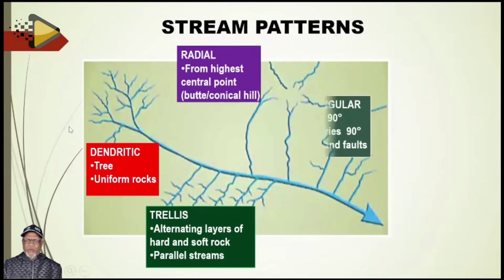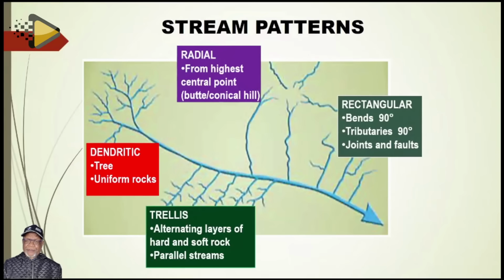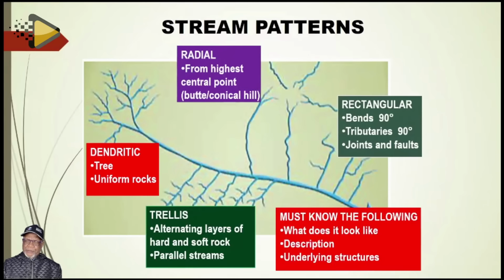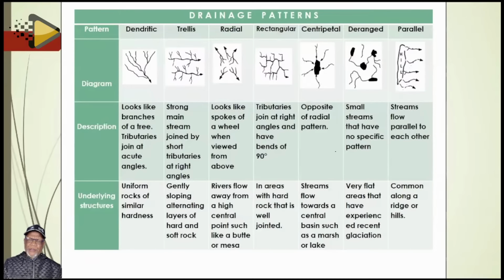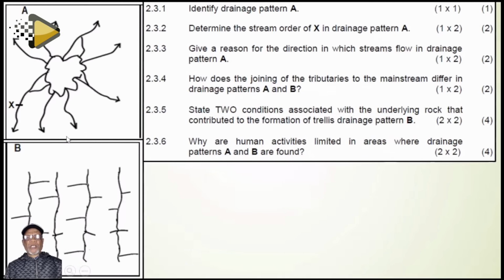Then we have stream patterns. We have studied different patterns. We have the dendritic pattern. What you should know, you must be able to describe it, and you must be able to tell what the underlying rock is. We have trellis pattern, radial pattern, rectangular pattern, centripetal, deranged, and parallel. So we have different types of drainage patterns. Let's look at a few activities on drainage patterns.